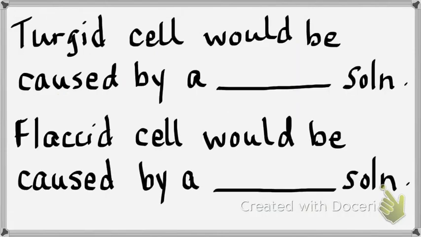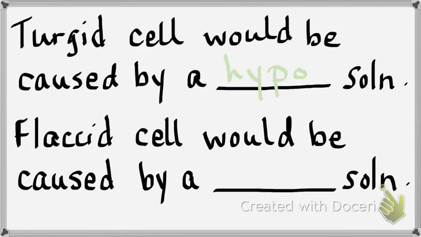Okay, I have a sentence up here. You help me fill in the blanks. A turgid cell would be caused by a blank solution. Hypo. Because what does turgid mean? Limp? No, what's turgid mean? Real good and firm. Yeah. I have a turgid cell would be caused by a hypotonic solution.